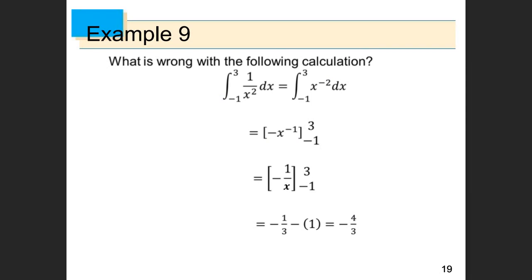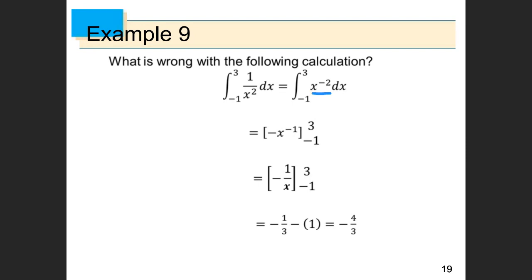Guys, go practice. Now, guys, this is a mistake that I don't want you guys to make in my test. Because no matter how many years we've been studying this, people still make the same mistake. Now they ask you, what is wrong with this calculation? Let's go through it together and see. We have the integral from minus 1 to 3, 1 over x squared dx. Obviously, 1 over x squared, you can see is x to the power minus 2.